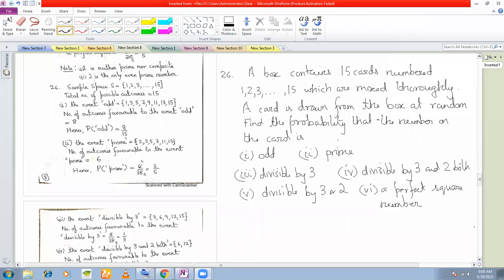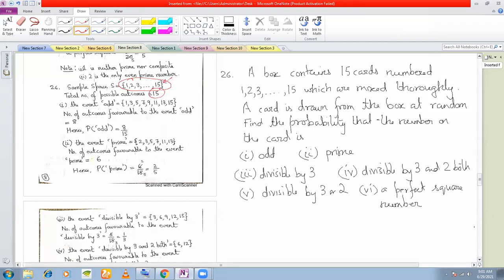So let us start with this question. A box contains 15 cards, numbered 1 to 15, and they are mixed in the box. A card is drawn at random from the box. You need to find the probabilities of the following. The first question is that the card is odd. First of all, you see the sample space here is 1 to 15. So the total number of possible outcomes is 15.